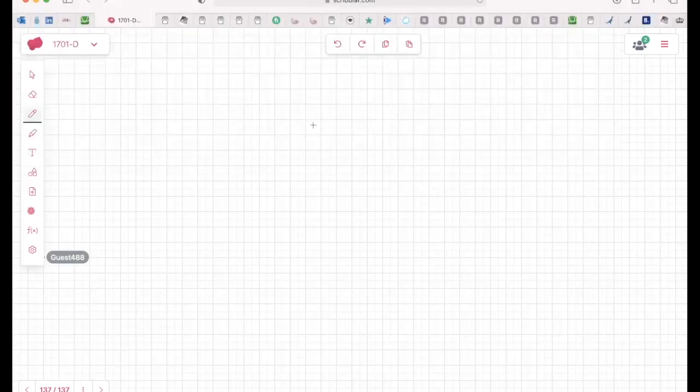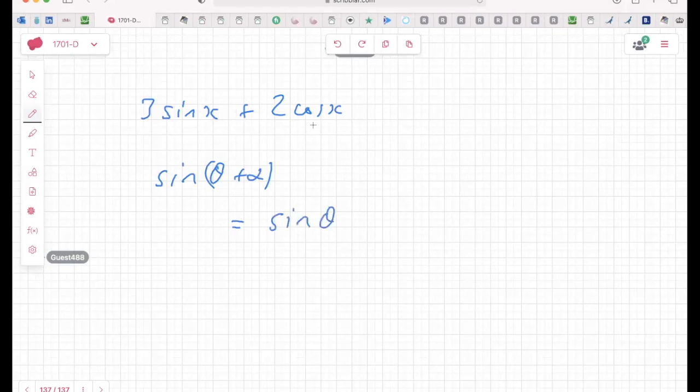Okay, so we have 3 sine x plus 2 cos x, and we want it in that r sine x plus alpha form. The first thing is we need to know what sine theta plus alpha is. From the compound angle formula, that is sine theta cos alpha plus sine alpha cos theta.